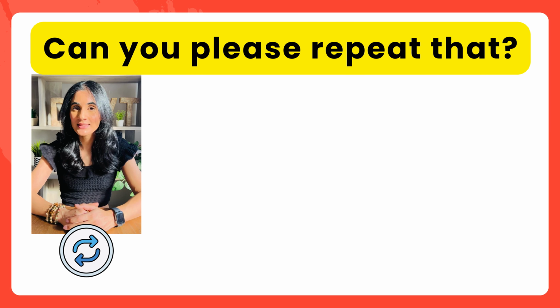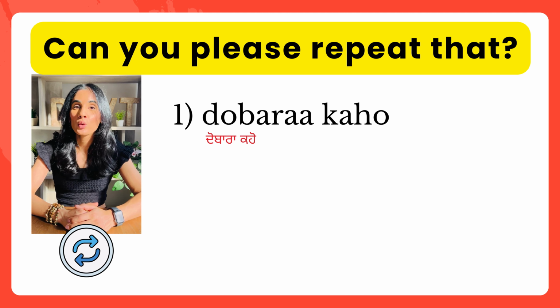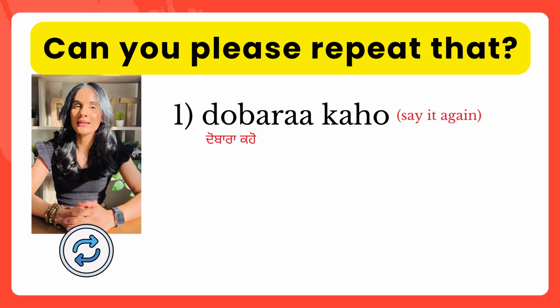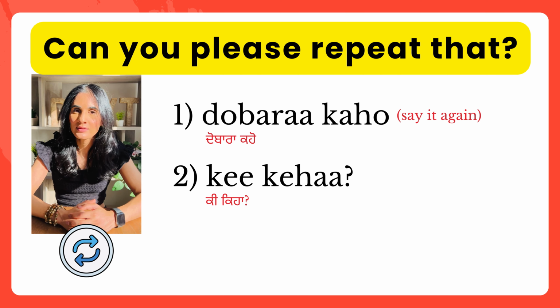Can you please repeat that? There's 3 ways to say this informally. First one is dobara kaho. Dobara is again. Kaho is say. So say it again. Next, you can say ki keha. That's a question. So you're saying, what did you say?